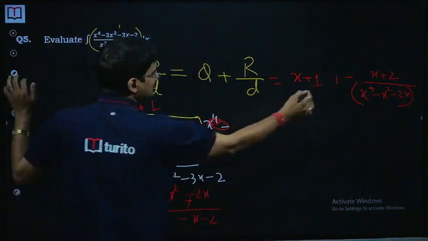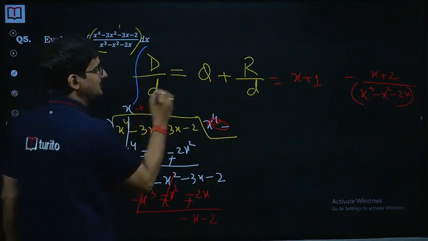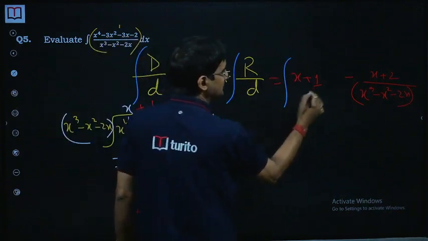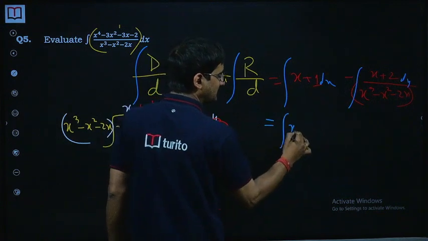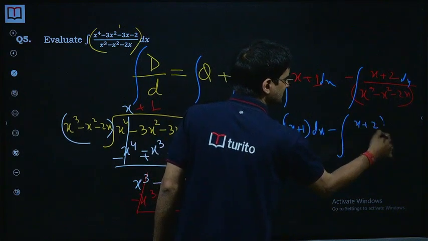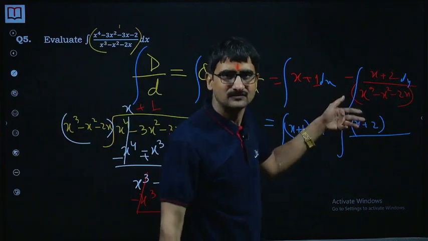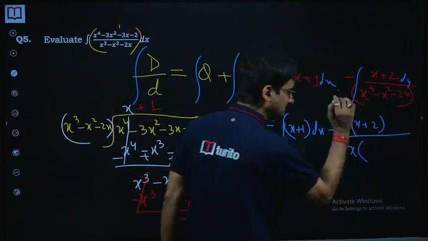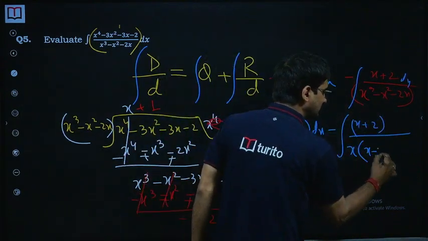Now we have to integrate it. So when you have to integrate it, what are you going to do? Its integral is simply the integral of this plus the integral of this thing. So of course we are done with the integral of x plus 1. Now for the second one, the first thing I observe is, can we factorize it? Yes, we can. I have already observed that x square minus x minus 2 is x minus 2 into x plus 1.